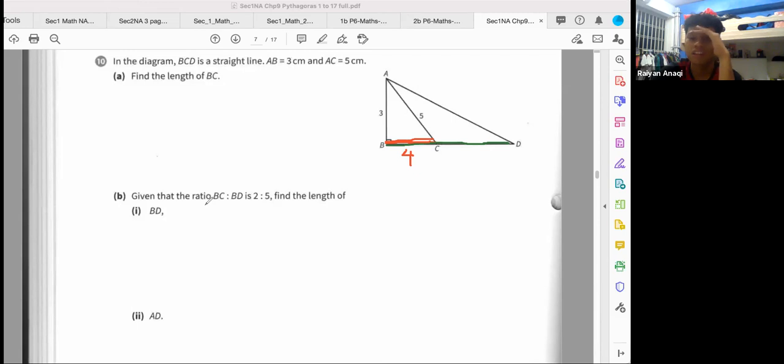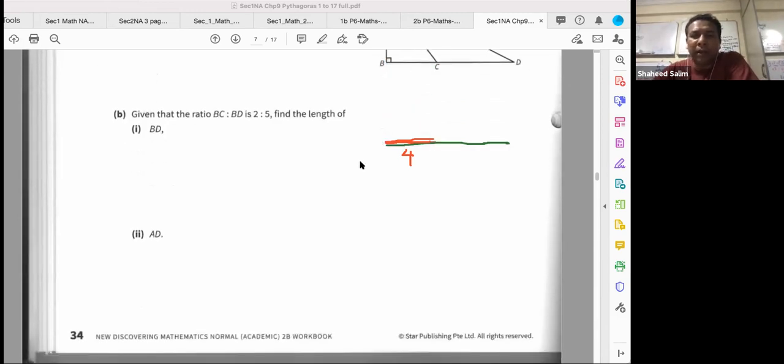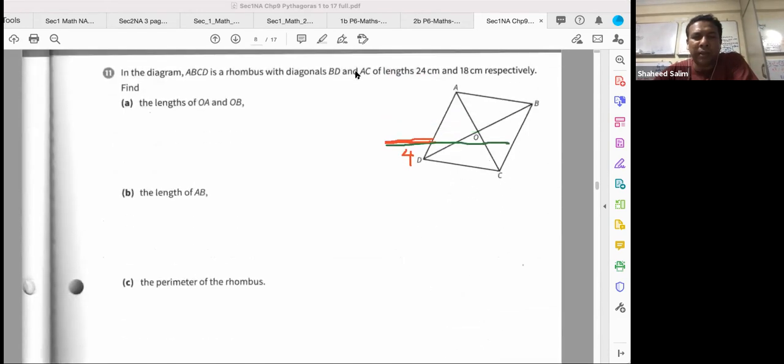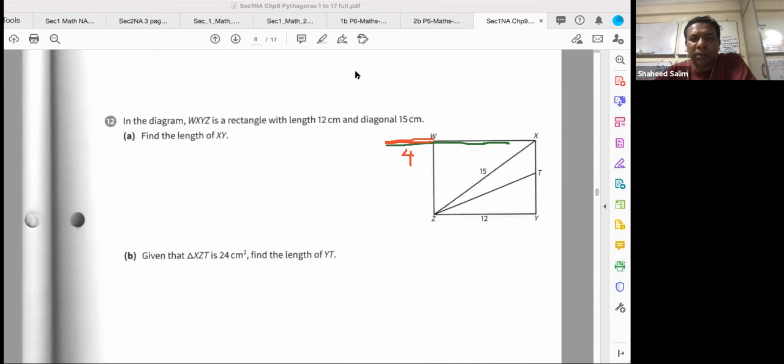Are you confused by ratio? Yeah, I am. Okay, no problem. We'll do a little bit more Pythagoras, and later we'll go through P6 level ratio. Okay, you don't mind? We clear that part first, but I want you to be very clear about this one first. So let us see. Okay, you try question 12. Let me erase this.